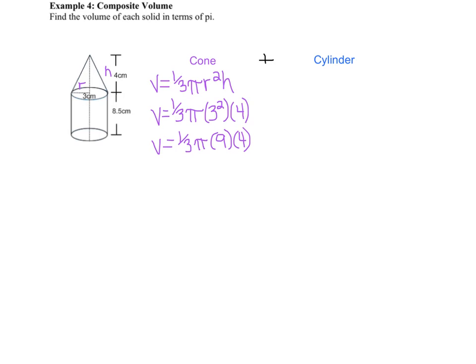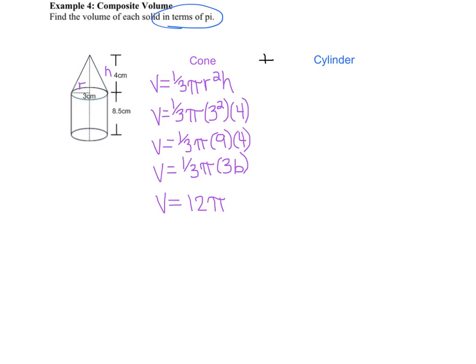I like to then multiply my numbers. So 9 times 4 is 36. So volume is 1/3 pi times 36. And then I'm going to multiply 1/3 times 36. 1/3 of 36 is 12. So volume equals 12 pi. And we're leaving it in pi because directions state in terms of pi.